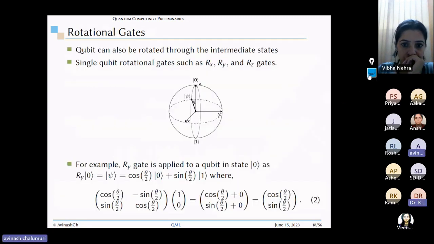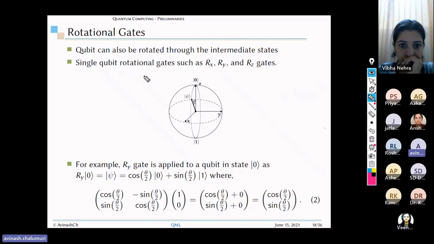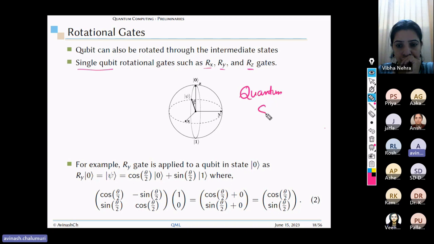Then there are also rotational gates. Rotational gates are very important in order to create quantum circuits and algorithms. The single qubit rotational gates are Rx, Ry, and Rz. As I told, there are multiple quantum gate operations. You have the S gate, you have the T gate, there are multiple gates. But mostly, for information processing related to computer science, we use the Hadamard gate, rotational gates, and CNOT gates. These are the most prominently used gates for solving computer science problems.